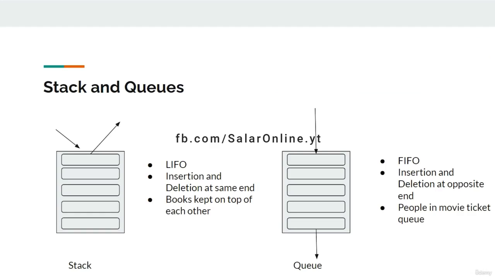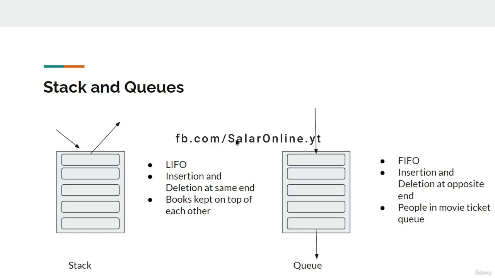So stack follows LIFO approach, which means last in and first out approach. And the insertion and deletion in the stack happens at the same end. For example, we can represent a stack using a bunch of books kept on each other. We can access only the topmost book and we can keep the book on the very top, which means insertion is happening at the very top and deletion is also happening at the very top. So this is how we can understand the stack.